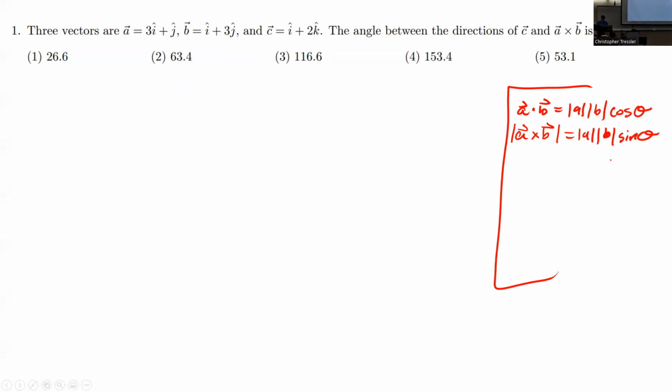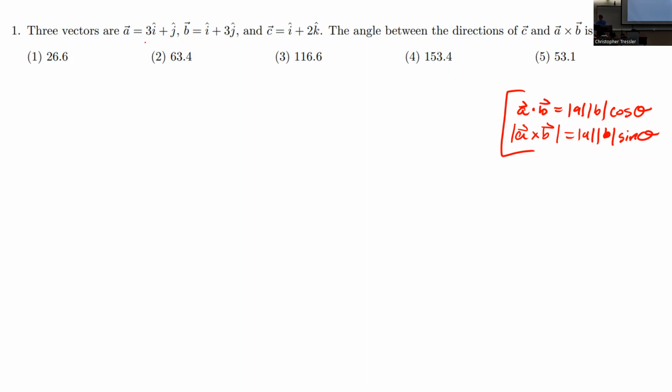These are very important formulas to know for general use cases. You can use either one of those when doing this problem. It doesn't really matter, just do whichever one you find easier. And honestly, the dot product is usually easier, just so you guys know.